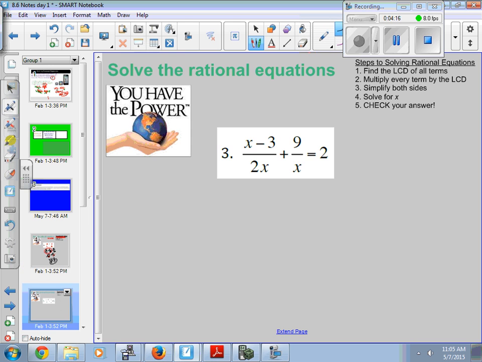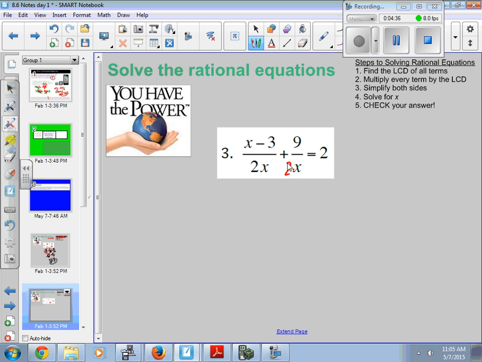Let's try another one. On number 3 here, same thing. What's the least common denominator going to be? Well, we got one with 2x, so one with x, and one with no denominator. It looks like 2x is the least common denominator here, so now we need to do some multiplying.